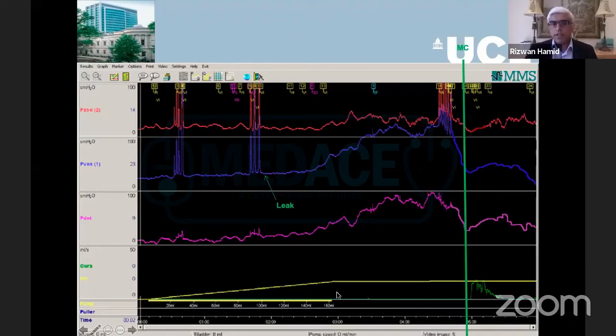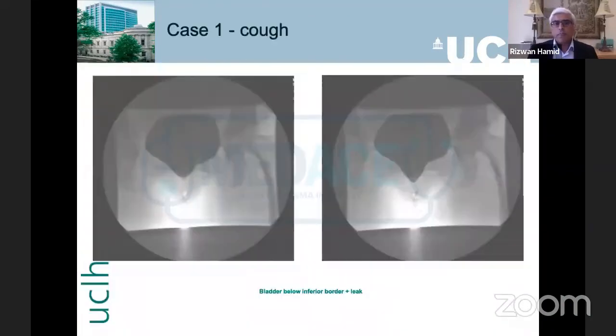So here you can see the filling was stopped as soon as the patient started to say, I'm feeling urgent. The filling was stopped. The pressure continued to rise for a little while, which is detrusor overactivity, but it started to come down. And when it comes down to reasonably baseline, this you can see is where the voiding command was given. And then this is the detrusor contraction where the patient passed urine. This is the accompanying video clip.